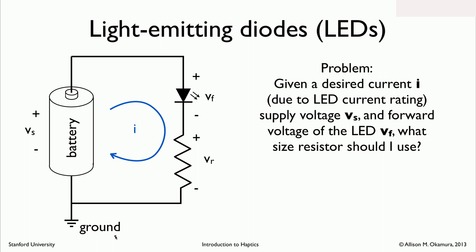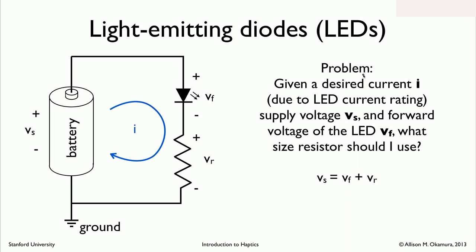So the problem you can state is as follows. Given a desired current I, which you get from your LED current rating, and you have a given supply voltage V sub S, and a forward voltage of the LED, which is specified as V sub F, you want to know what size resistor you should use. And you can solve this problem very easily for a simple circuit like this using two equations.